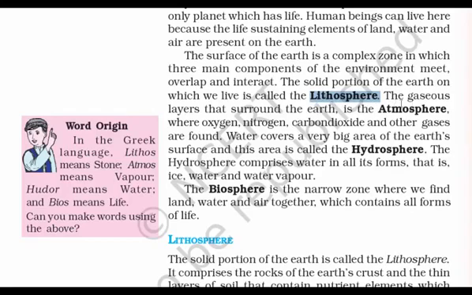Similarly, the gaseous layer that surrounds the Earth is called atmosphere, where oxygen, nitrogen, carbon dioxide and other gases are found. Last, hydrosphere. By the name you can figure out it's related to water. The hydrosphere comprises all forms of water, that is ice, water and water vapor.